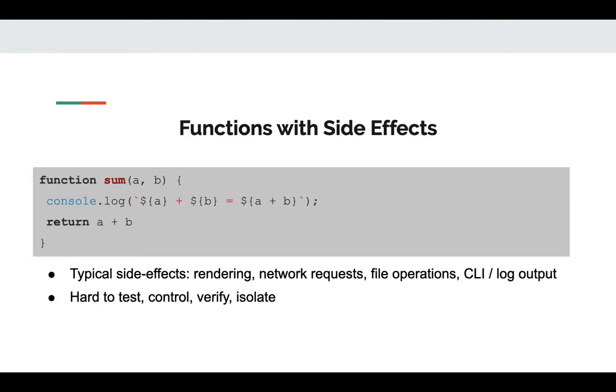Now let's see functions with side effects, or impure functions. Here we have a console log. This is our side effect. And now this function is no more pure, it's impure.